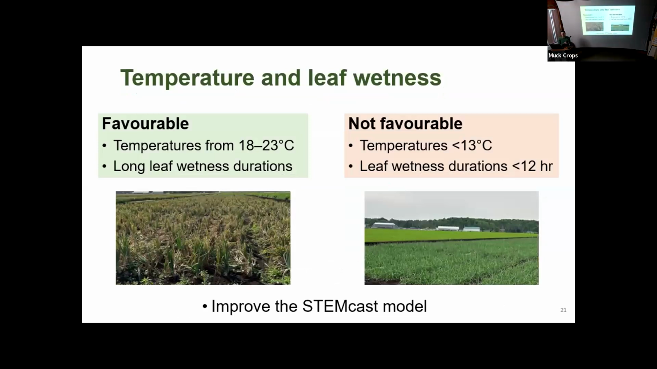So recently, we've done some work in the greenhouse to look at the temperature and leaf wetness durations that are most favorable for Stemphylium. And what we found is that temperatures between 18 to 23 cause the most infection, and also the longer the duration that the leaves are wet, the more severe the disease. But we've also seen that temperatures below 13 degrees and leaf wetness durations less than 12 hours don't really lead to the development of very much Stemphylium. So we're hoping that these results can help us to improve the StemCast model, which we'll be testing again in our field trials.